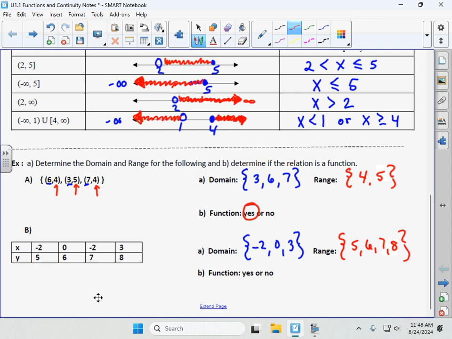And then let's see if this is a function. Again, we're looking at only the x values. Yes, we do have 2 x values here that are the same, and so no, this is not a function.